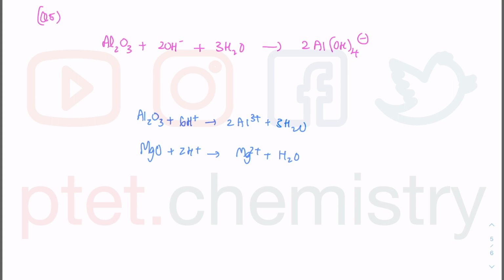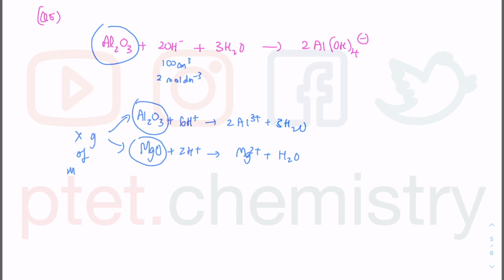Anyway, so what do we know? We know that 100 cm cube of 2 mol per dm cube NaOH is enough to dissolve X gram of the mixture. Hang on, X gram is not aluminium oxide because X gram refers to this one as well as this one. So this and this together is X gram of the mixture.